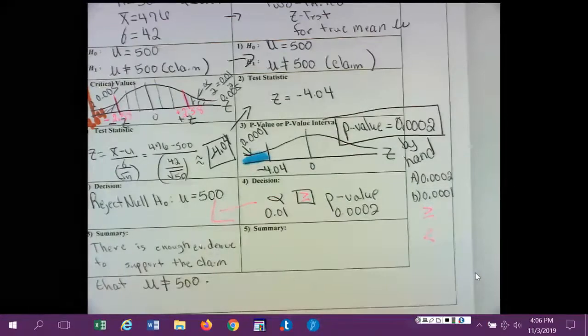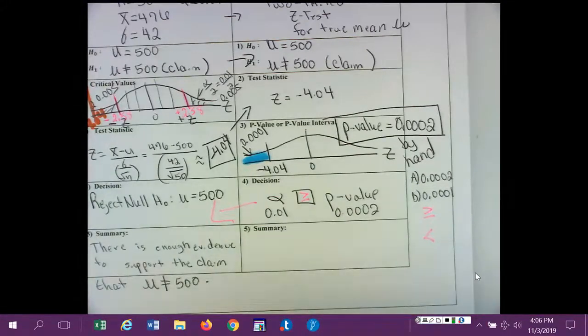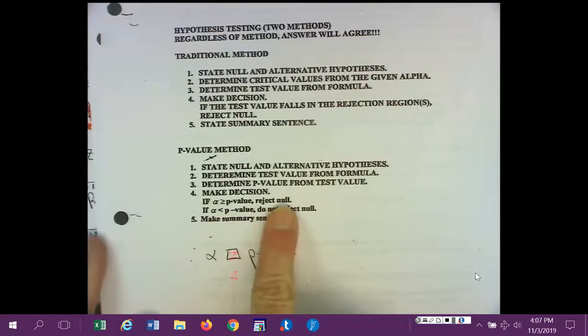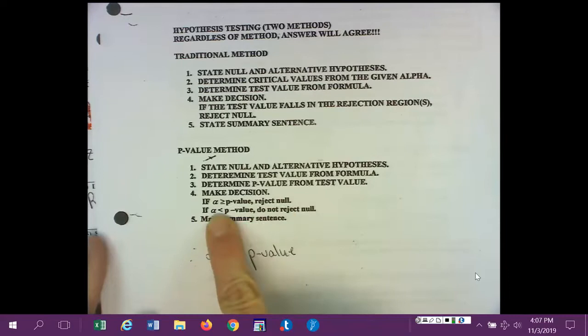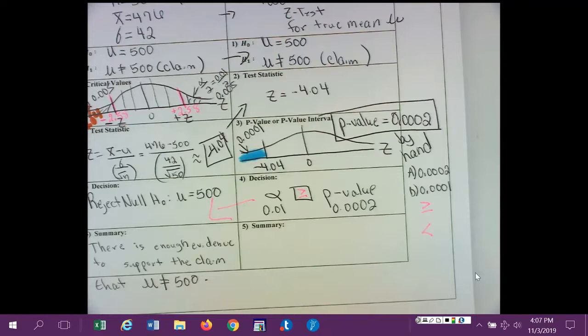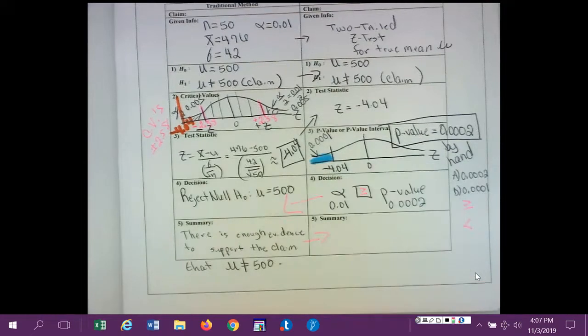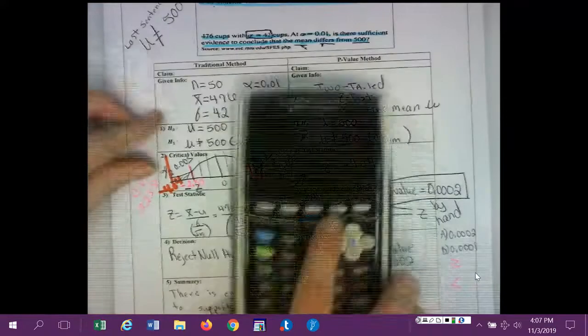reject the null hypothesis. Again, that is here. Just go by the sheet, and it tells you the decision. We better have the same decision, same summary, everything. Otherwise, we did something wrong with one of the methods. And the summary statement is the same. There is enough evidence to support the student group's claim that the average differs from, or no longer equals, 500 disposable cups.